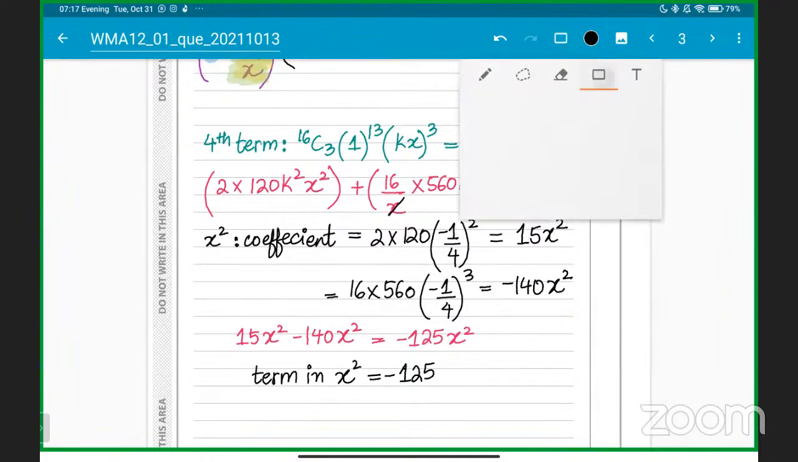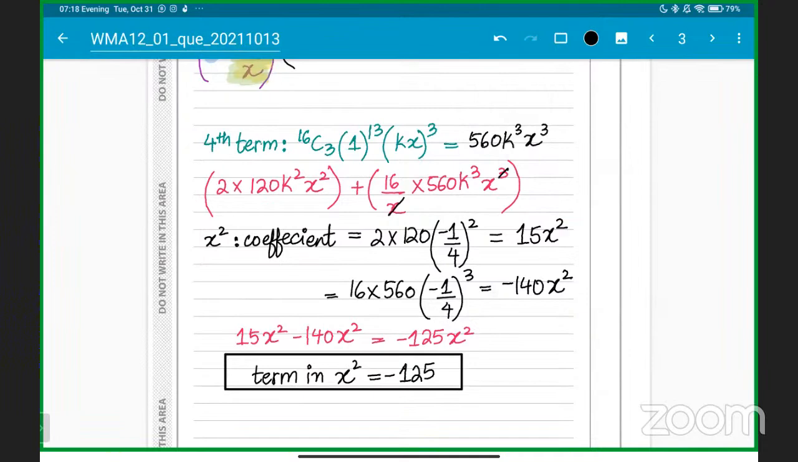Okay, understood? Clear? Any doubts, any problem? This was, again, I'm saying, you'll have to do practice so that you learn this thing, how you need to find which values to multiply to get whatever is required. Okay, so the term in x square is coming as minus 125. Got it? Clear? Understood? Any questions, anyone?